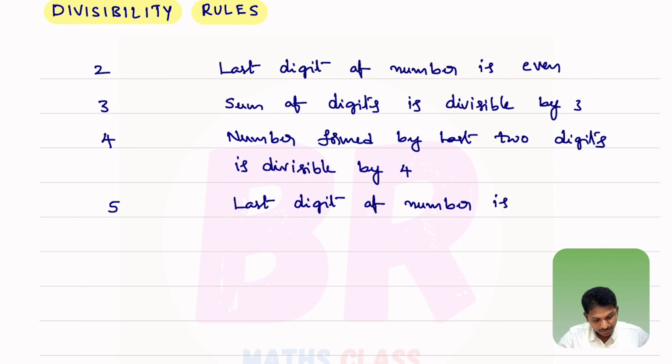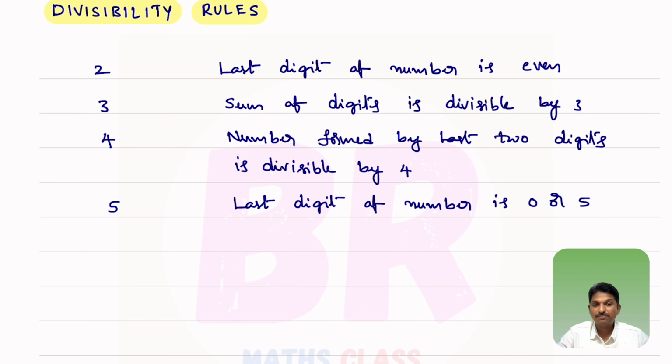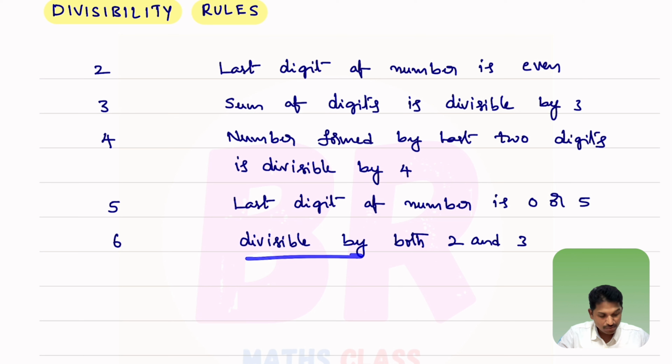When we say a number is divisible by 5, last digit of that number is either 0 or 5. Then we say that number is divisible by 5. For example, 1, 2, 3, 4, 6, 7, 8, 0. Is this number divisible by 5? 100%. If units place, whatever the number is there, if that is either 0 or 5, then that number is divisible by 5. When we say a number is divisible by 6, if it is divisible by both 2 and 3, then we say that number is divisible by 6.